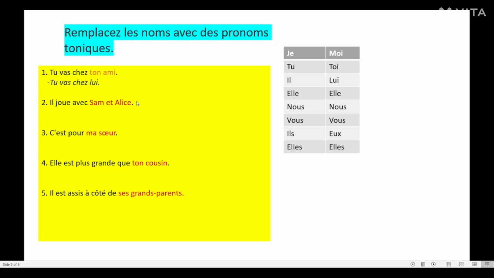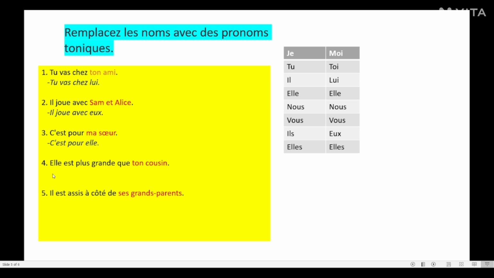Next, il joue avec Sam et Alice. He plays with Sam and Alice. So, here Sam and Alice become ils, masculine plural. So, it is eux. Il joue avec eux. So, he's playing with them. Now, c'est pour ma soeur. It's for my sister. Sister is elle. So we use elle. C'est pour elle means it's for my sister, or it's for her.